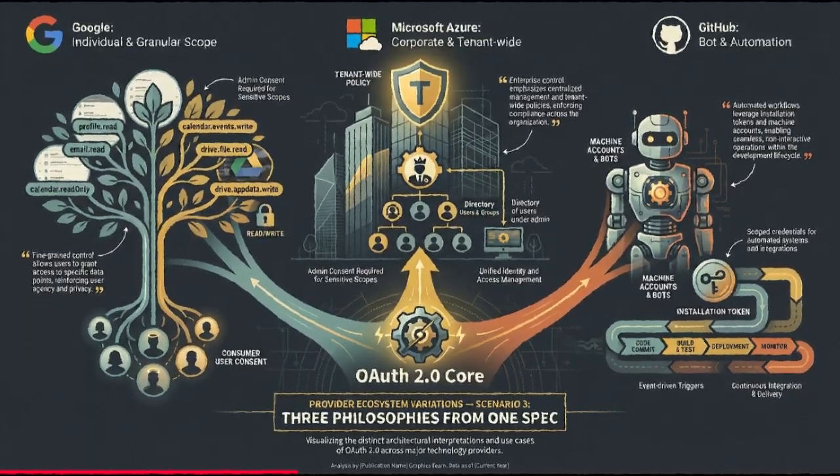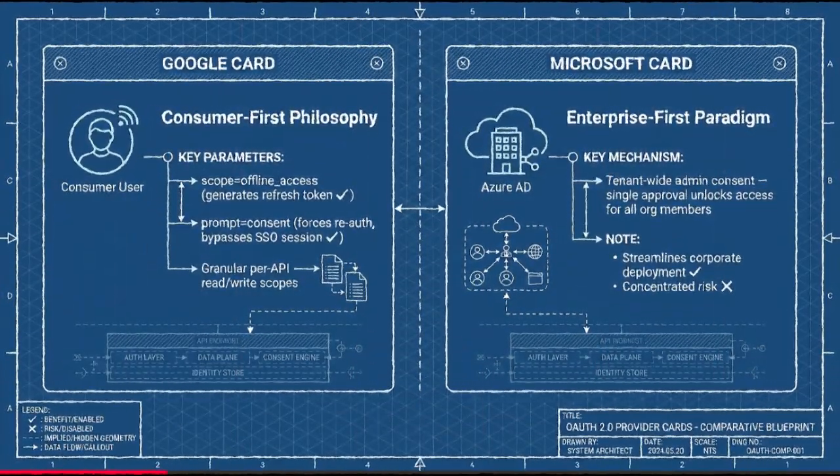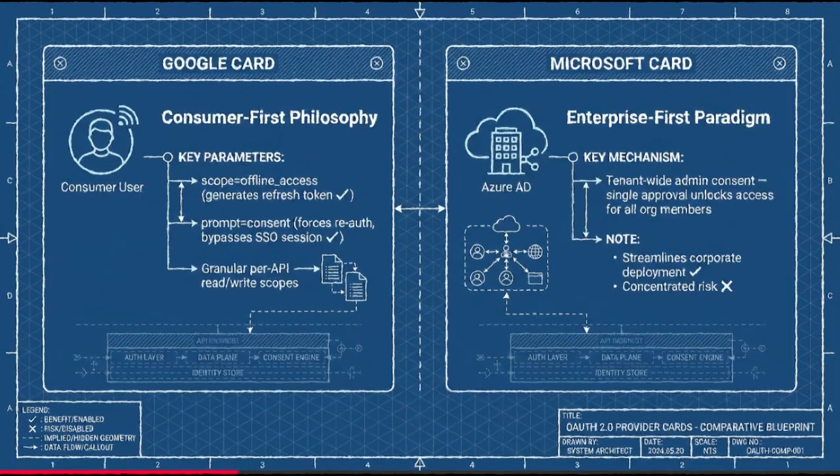Let's start with Google. Google operates a consumer-first philosophy. Google mandates highly granular read and write scopes and explicit application verification workflows. To maintain continuous background processing without user presence, developers must request the offline access scope to generate refresh tokens. And if you need to force a login, passing the prompt=consent parameter commands the Google server to bypass any existing single sign-on session and force explicit reauthentication.